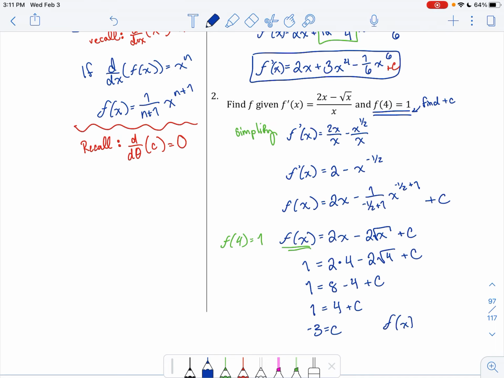So my final answer is f of x is equal to 2x minus 2 root x minus 3 for the c value. And this would be the specific antiderivative given that condition that f of 4 is equal to 1.